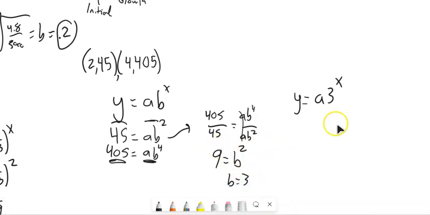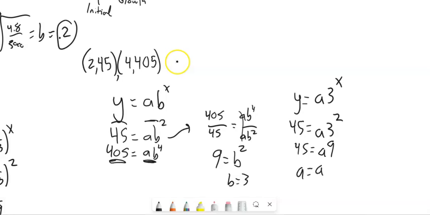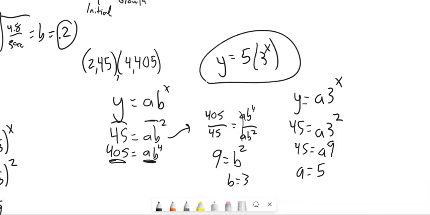Now I can go back and find my initial condition. I can plug in either one of these points. Let's see, x is 2 and y is 45. So 45 is equal to a times 9. Divide both sides by 9. Looks like a is 5. So that means my equation then would be y equals 5 times 3 to the x power. And there it is. We've done some curve fitting.